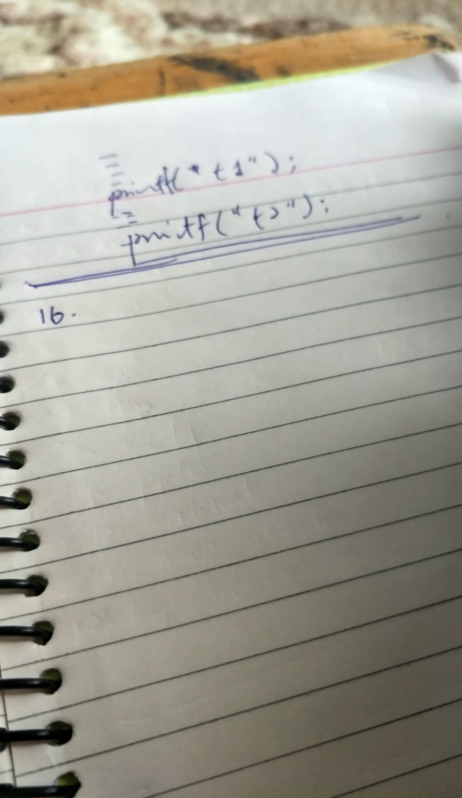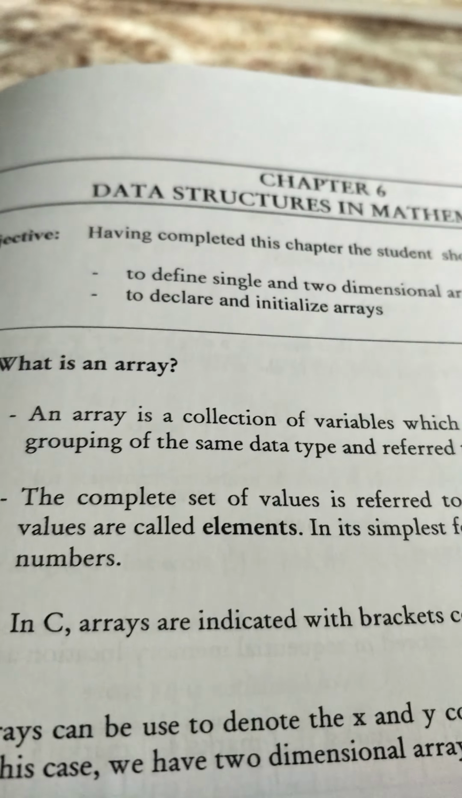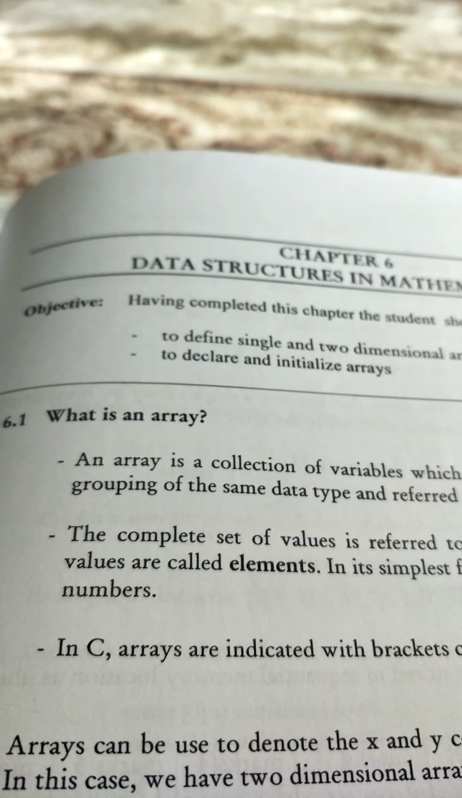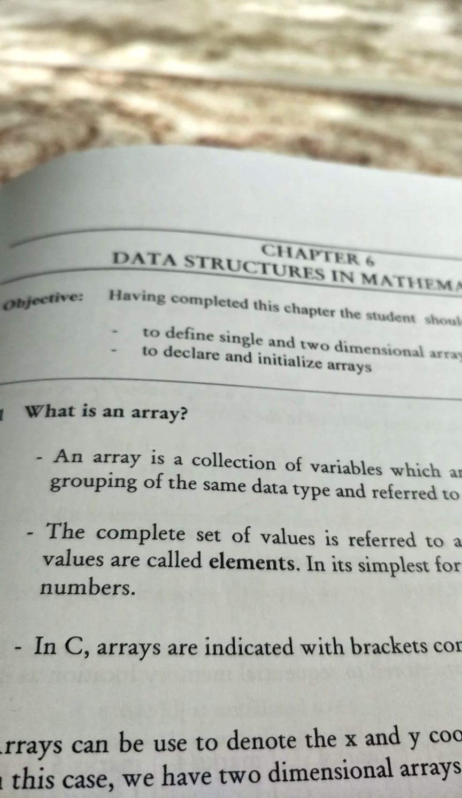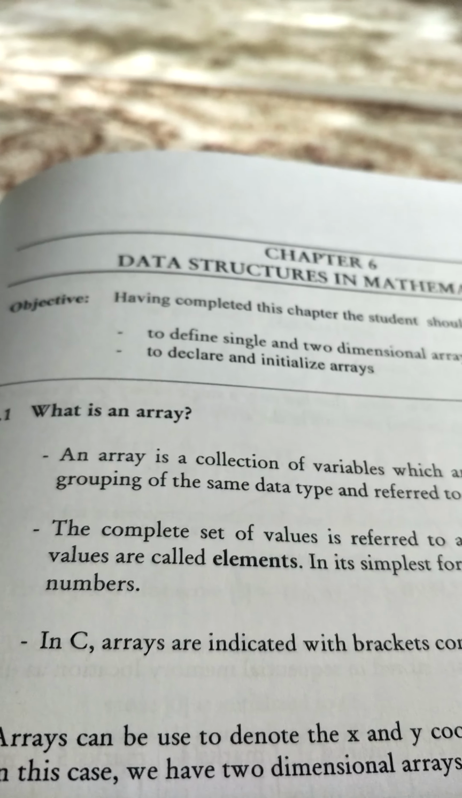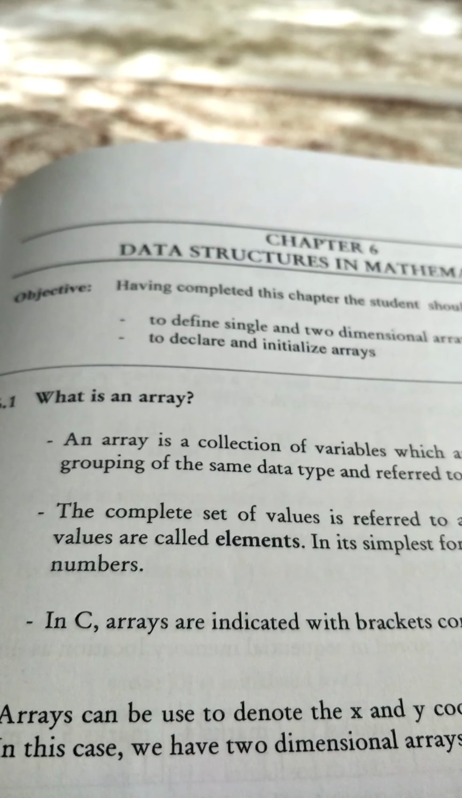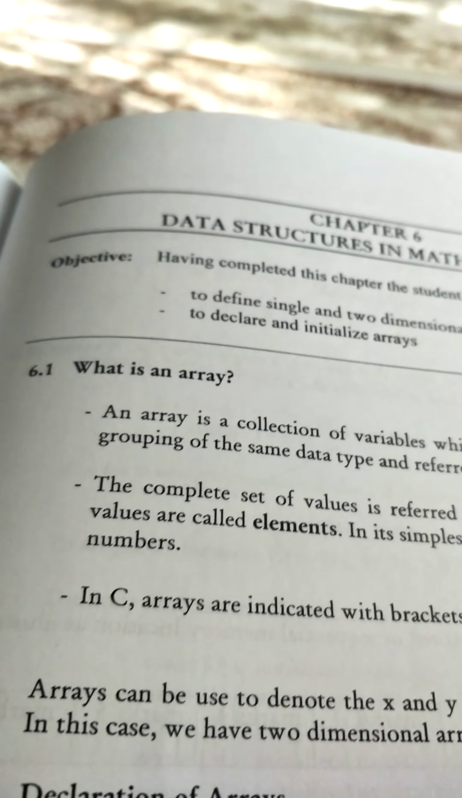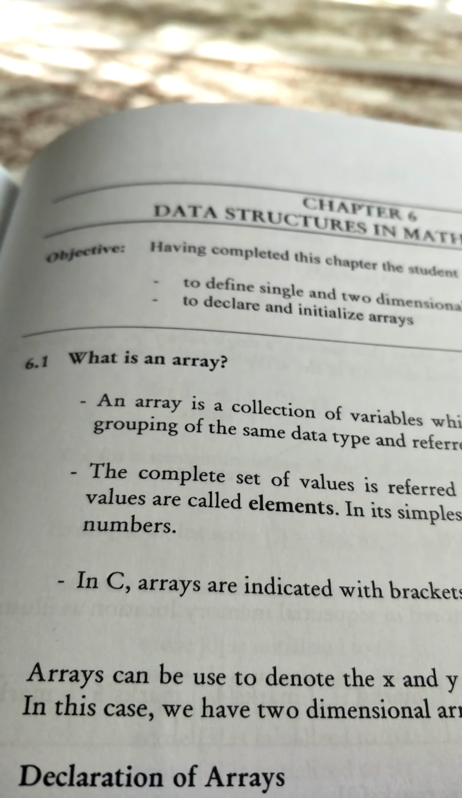For today's video I'll talk about arrays in C. You can read from your notes what an array is. An array is a collection of variables which are all of the same type. It is a grouping of the same data type and referred to by the same name. The complete set of values is referred to as an array, while the individual values are called elements. In its simplest form, an array can represent a list of numbers. In C, an array can be indicated with brackets containing a positive integer constant.